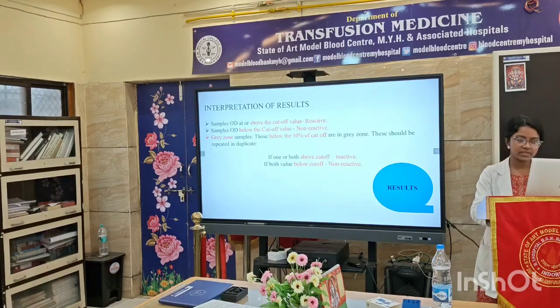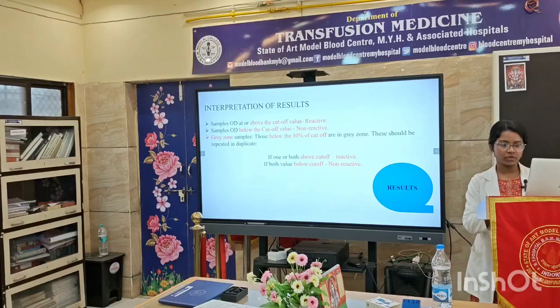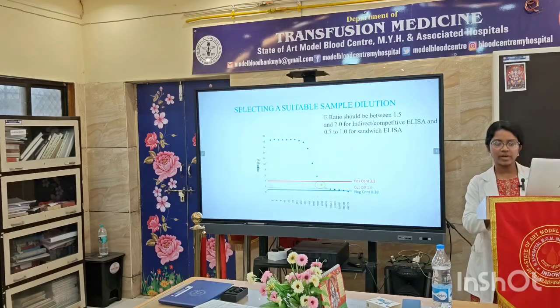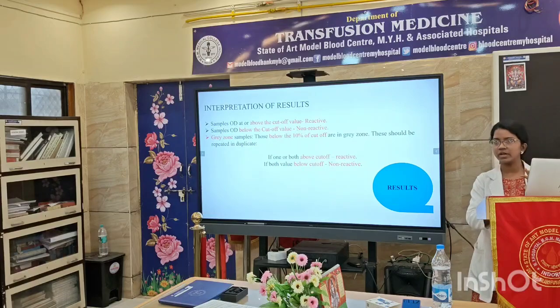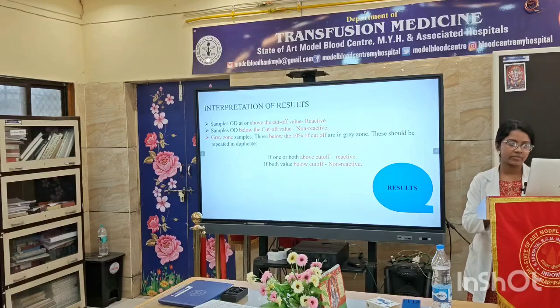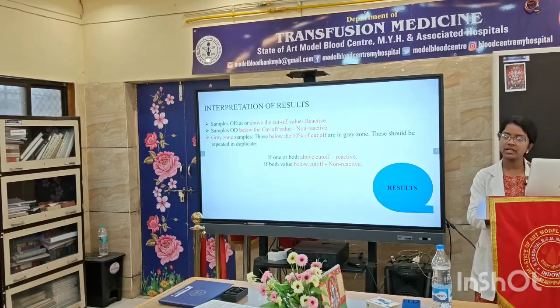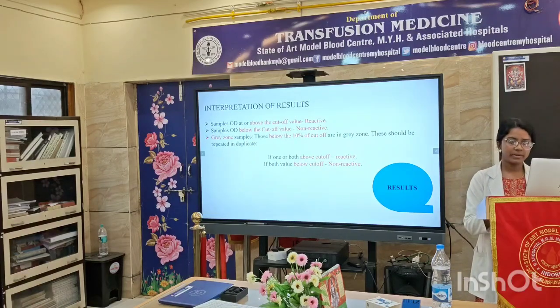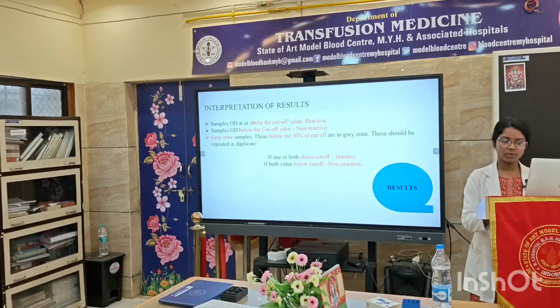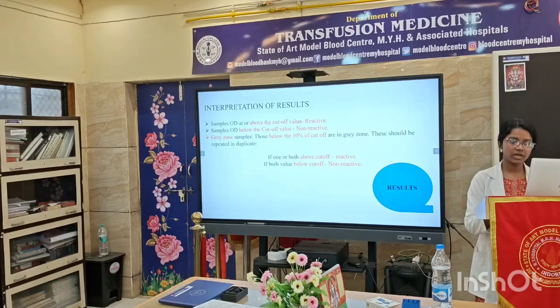So how are we going to interpret the results? Sample ODs at or above the cutoff value of 1, we are going to take as reactive, and sample ODs below the cutoff value, we are going to take as non-reactive. But if it is in between, what are we going to do? These are called gray zone samples. Those within 10% of the cutoff value come under the gray zone, and these should be repeated in duplicate. If one or both are above the cutoff value, we can term it as reactive. If both values on repeating the test are below the cutoff value, it should be termed as non-reactive.